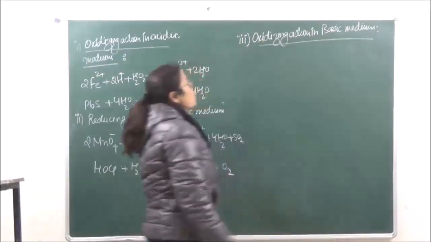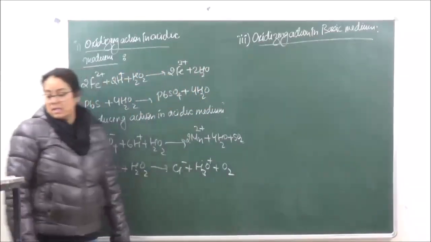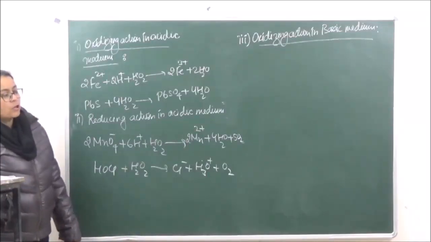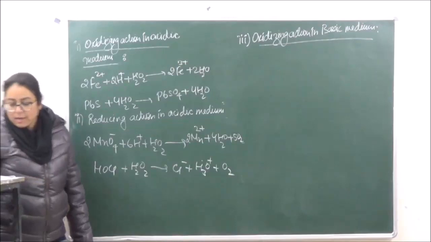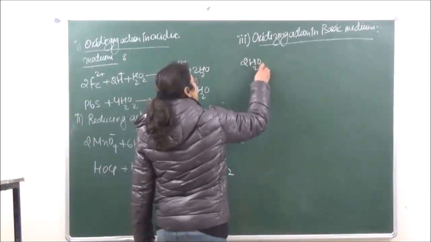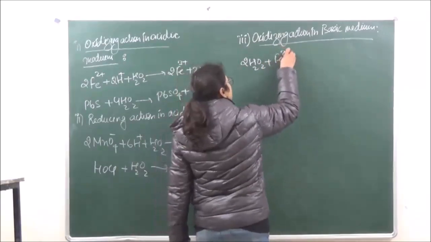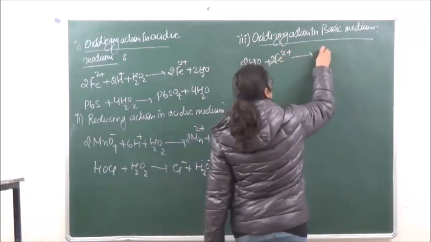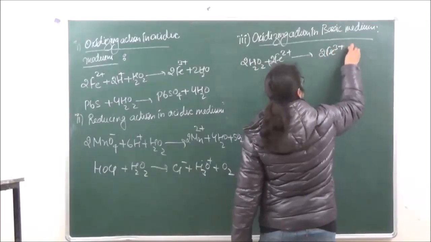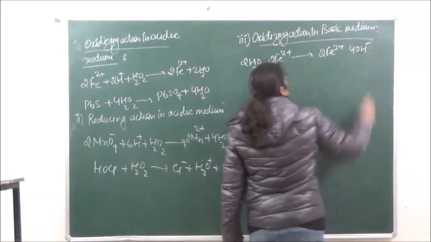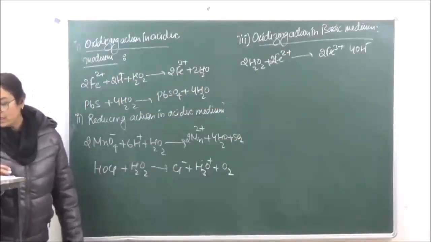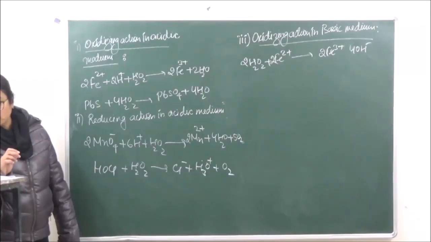So let's go on to the oxidizing reaction in basic medium. In case of basic medium, again Fe2 positive can be oxidized to Fe3 positive, but the reaction will take place in basic medium. So the reaction which we have over here is plus 4OH negative. This is going to be the reaction over here.